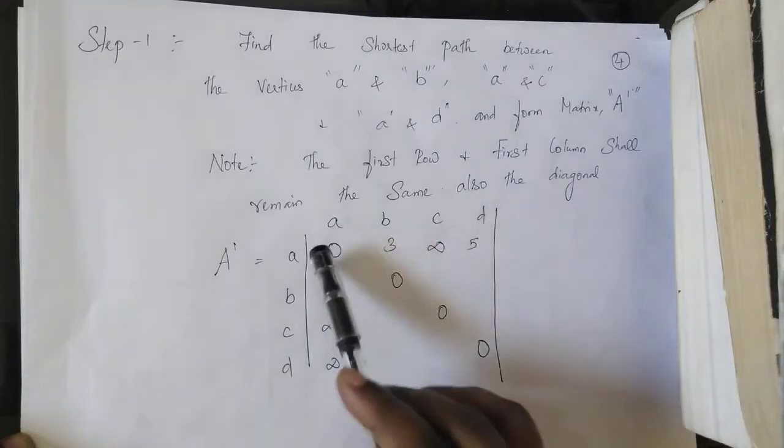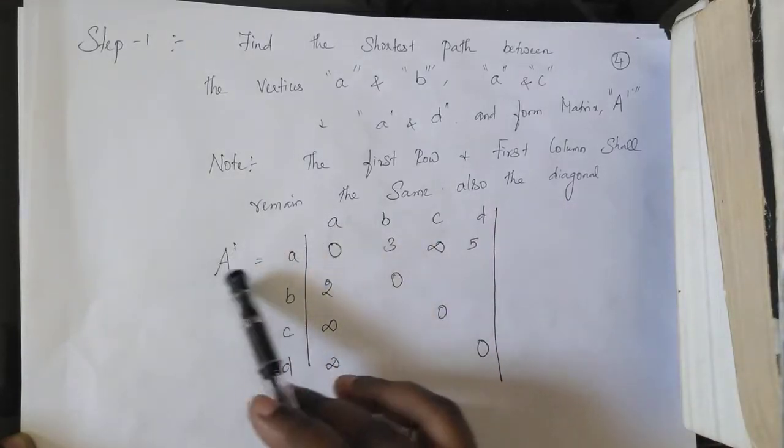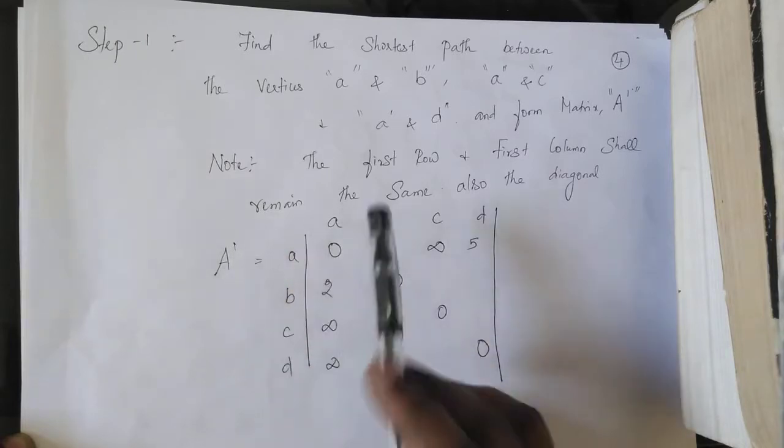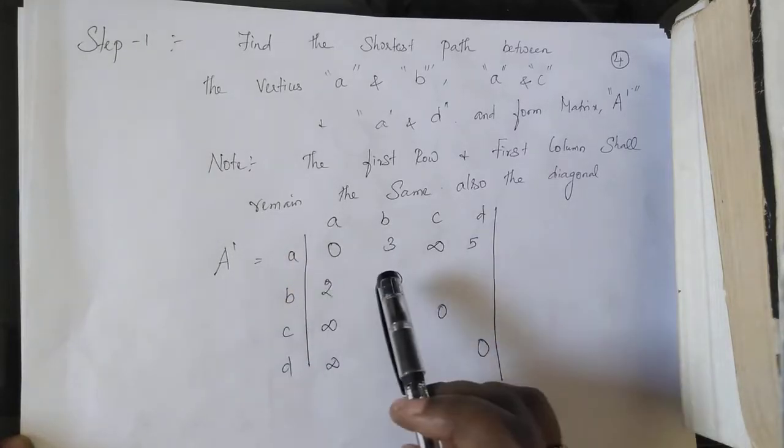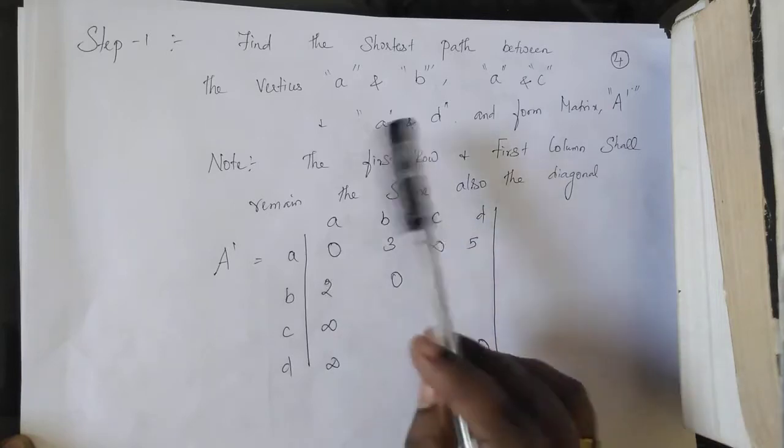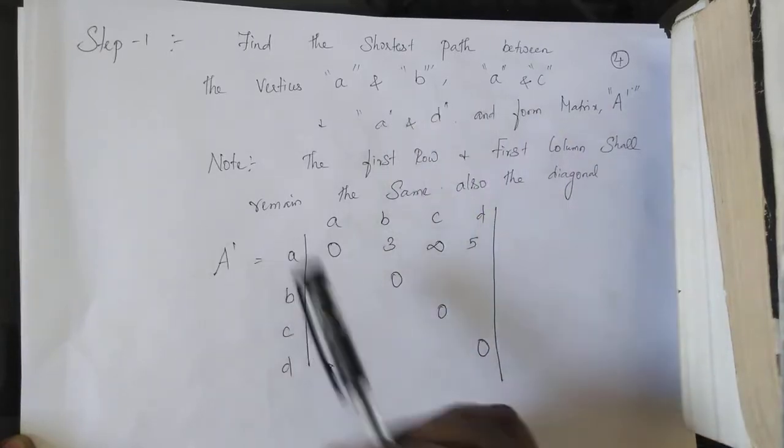I'll repeat once again. In A1, we are going to arrive at the matrix which represents the shortest path between the vertex A and the rest of the vertices of the given graph.